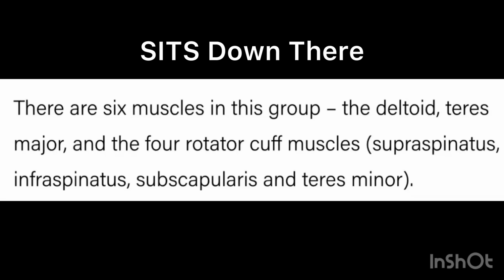That is SITS, sits down there. Now when you remember sits down there, we should know that SITS in this mnemonic are what we call the rotator cuff muscles. I might bring a separate video for them, or I'll just explain it inside this one once and for all. But the SITS is the rotator cuff muscles, while down there is the remaining.